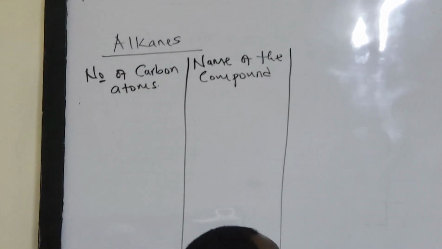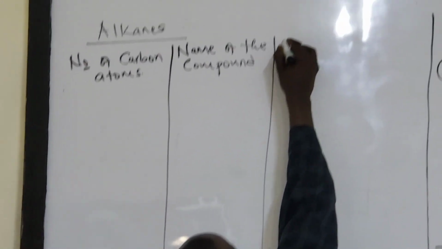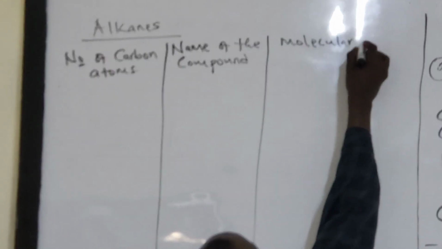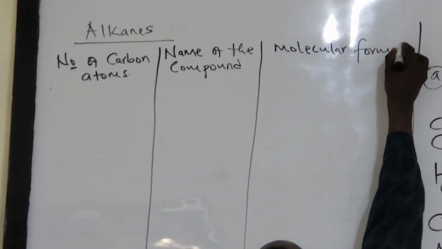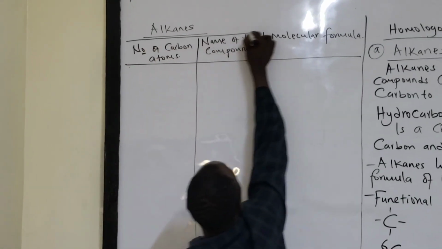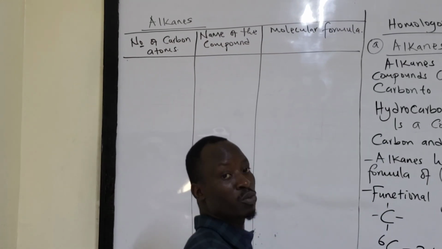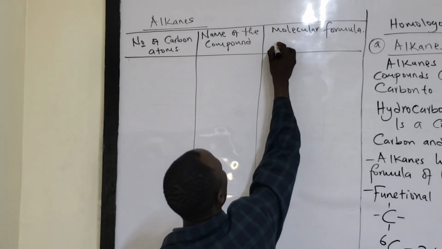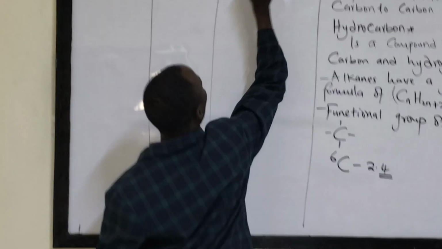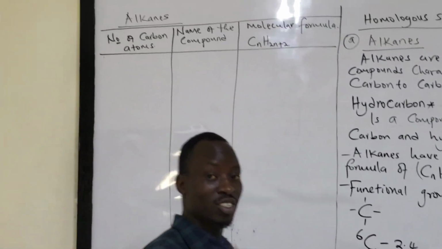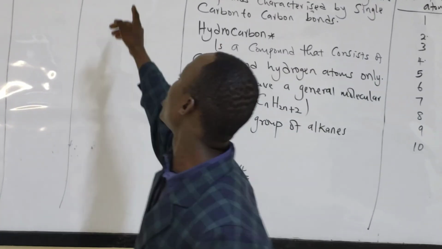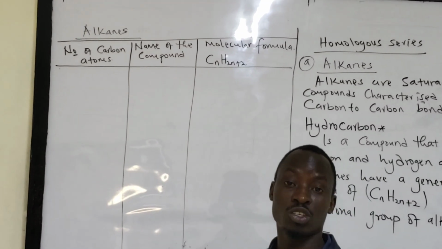Make life easy. What next? The formula. Molecular formula. Okay? And now, how are we going to make our molecular formula? We must have the general molecular formula of CnH2n+2. So you must be equipped with this. If you know the general molecular formula, then you know how to make the molecular formula.